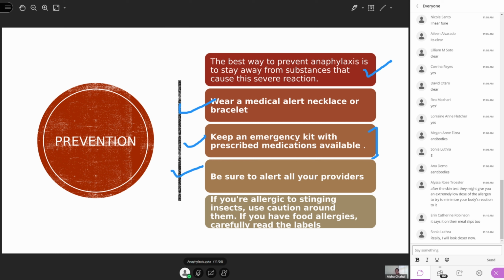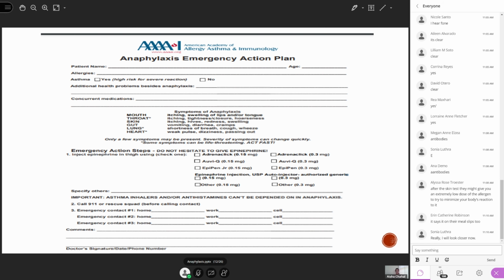Be sure to alert all your providers. And if you're allergic to insects, stay away from them. Food allergies, carefully read the label. So prevention is the key, very simple preventive measures that you have to follow.